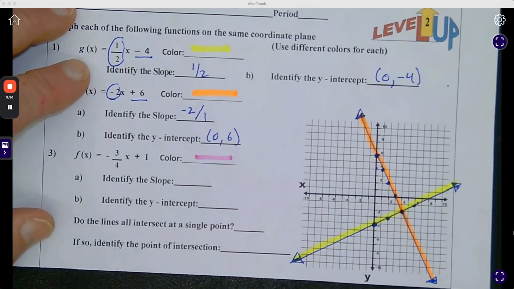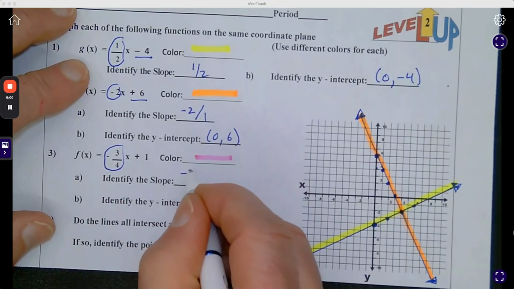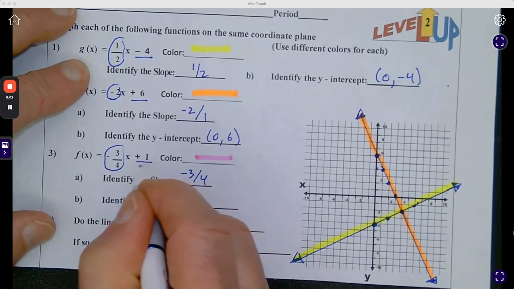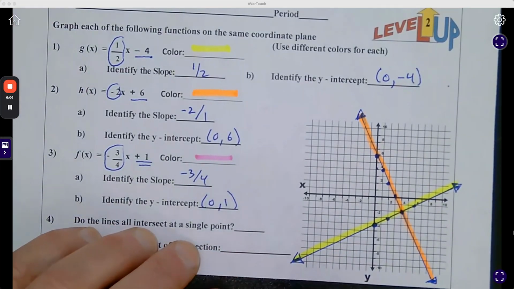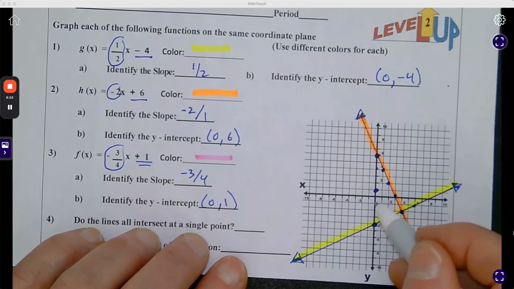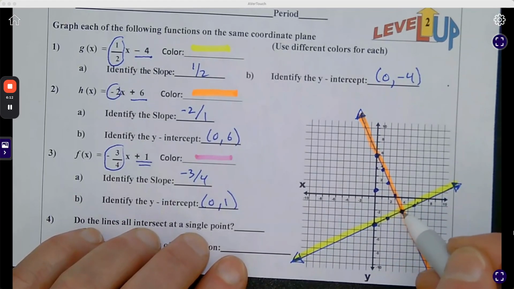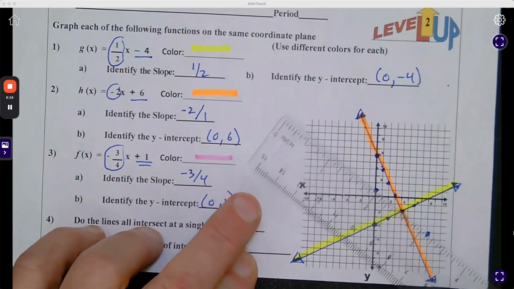All right, let's do this one in pink. Slope. There it is. Y-intercept. There it is. As an ordered pair. All right, let's graph it. (0, 1). Right there. Down 3. Over 4. Ooh, we landed in that spot. Down 3. Over 4. All right, let's go ahead and draw that line.